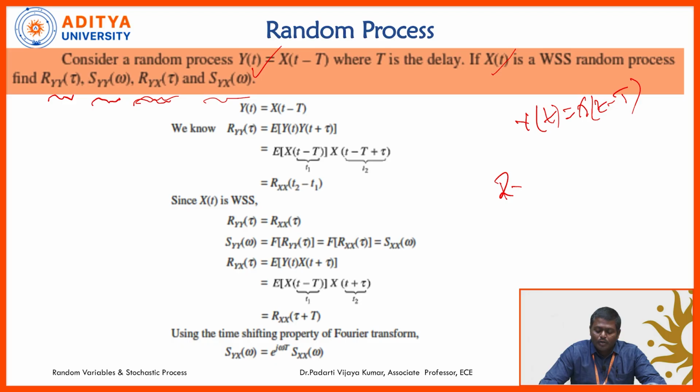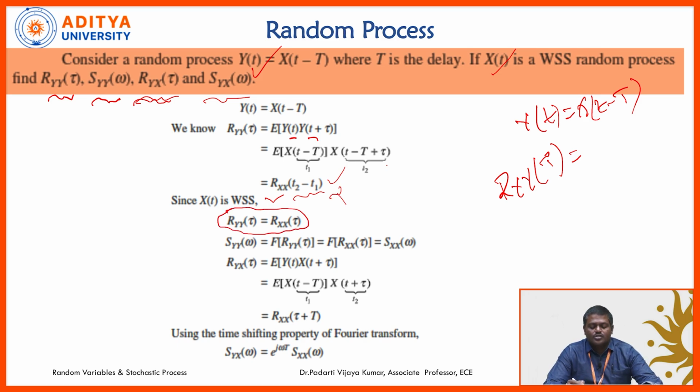Now, we will compute the autocorrelation function of Y of t. R_yy of tau is the expectation of Y of t into Y of t plus tau. But what is Y of t? X of t minus T. What is Y of t plus tau? X of t minus T plus tau. This is numerically equal to Rx of t2 minus t1. Next, since it is a wide-sense stationary random process, t2 minus t1 is equal to tau. So, R_yy of tau is equal to Rx of tau.